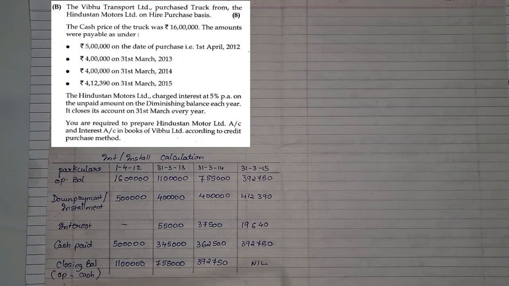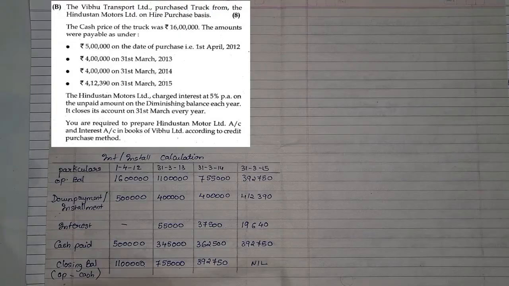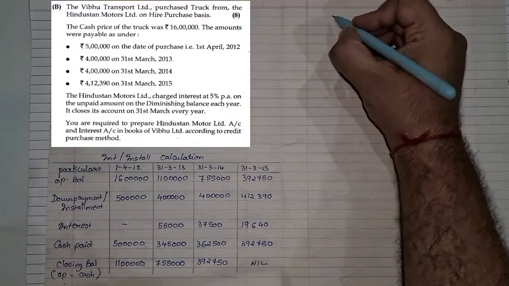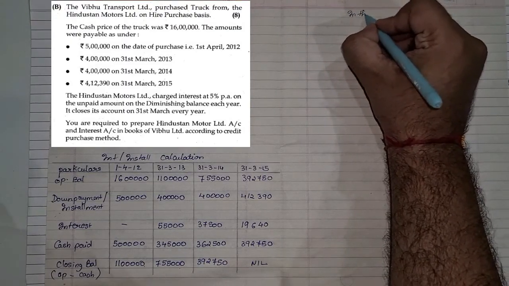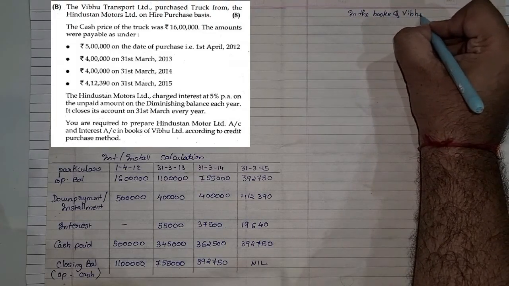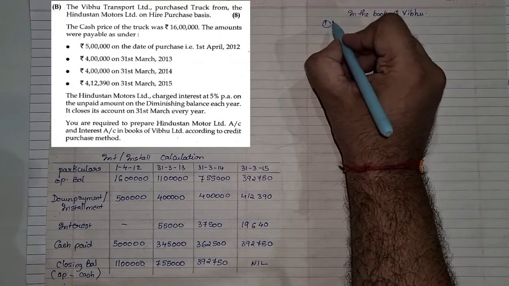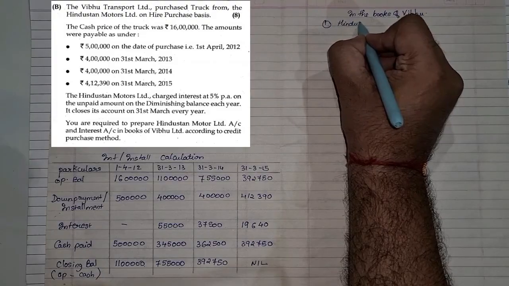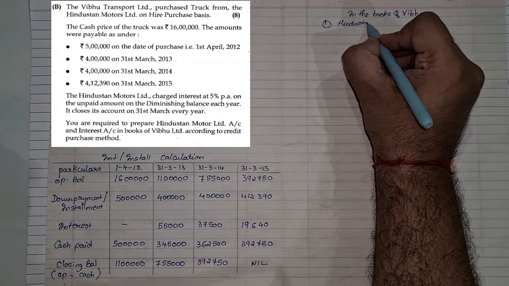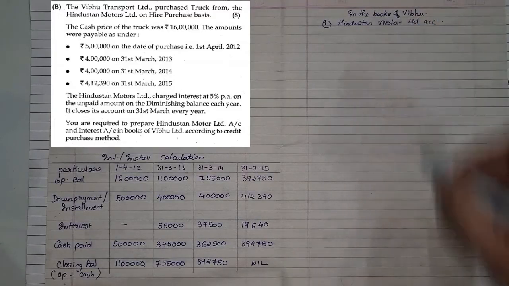Okay, so that's my difference, 19,640. So with that we were able to complete this entire working. Now they have asked us to prepare 2 accounts. The very first, they said, in the books of Vibhu, so I'll write here: in the books of Vibhu, we have to, number 1, prepare Hindustan Motor Limited account. And second, we have to prepare interest account.